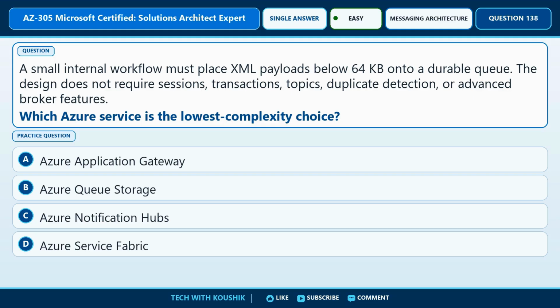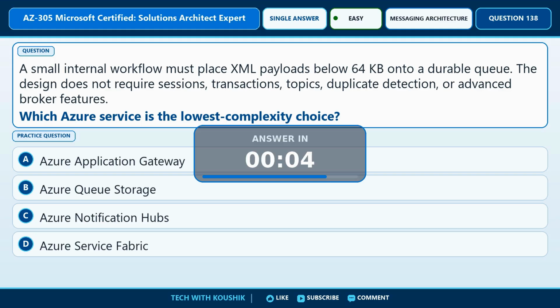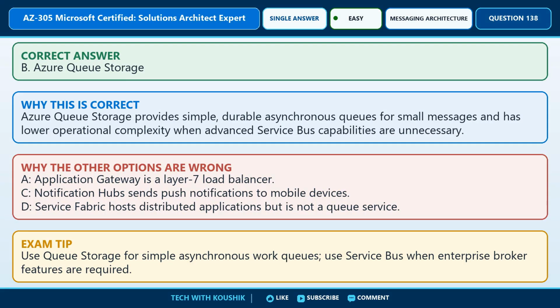Review each available choice. Option A is Azure Application Gateway. Option B is Azure Queue Storage. Option C is Azure Notification Hubs. Option D is Azure Service Fabric. The correct answer is option B, Azure Queue Storage.